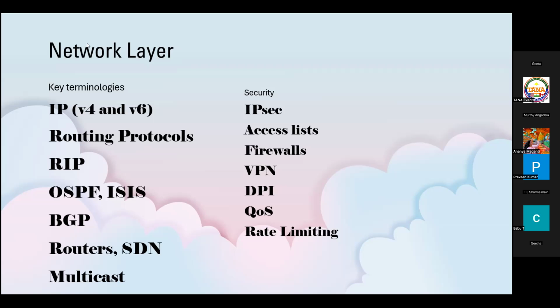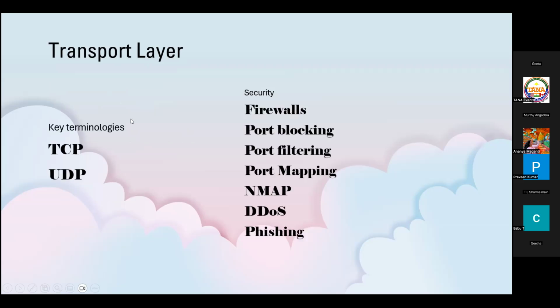So then, what is there: firewalls, VPNs, DPI, deep packet inspection, QoS, quality of service. Yeah. So then, when it comes to the transport layer, TCP, UDP, this is the main layer where firewalls do port blocking. Pretty much at this layer, we look at the port blocking.